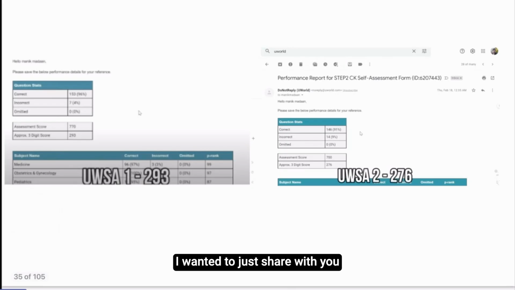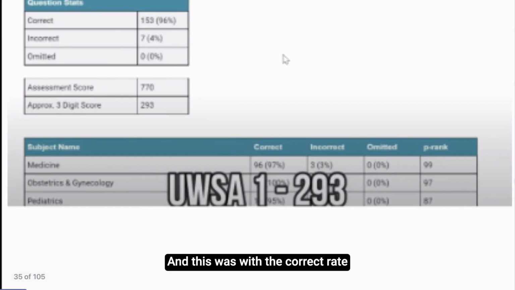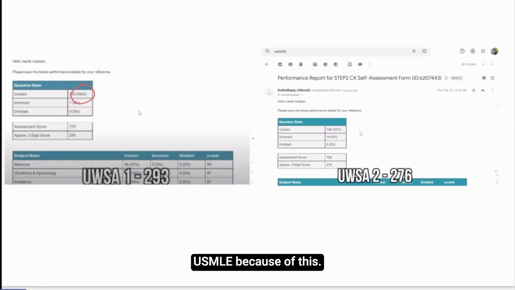I wanted to just share with you my UWSA scores for Step 2. I got a 293 after my first pass of UWorld, and this was with a correct rate of 96% and only 4% incorrect. So that is the superpower you want to have. Those are the cheat codes you want to have if you want to go to the exam and not be worried and just relax. I was enjoying the USMLE because of this.